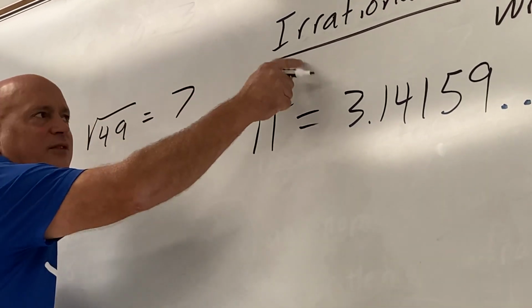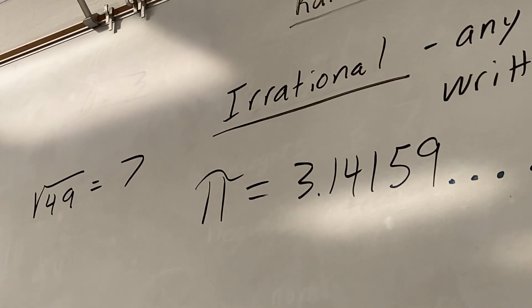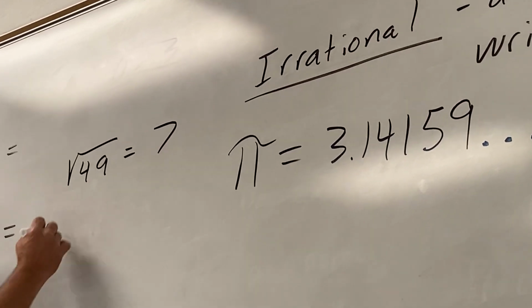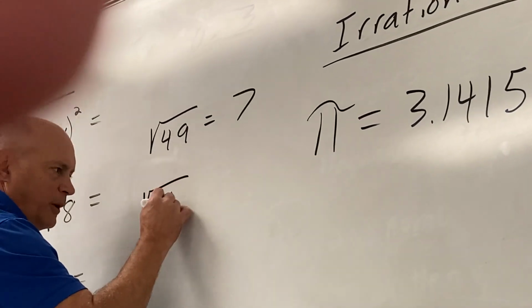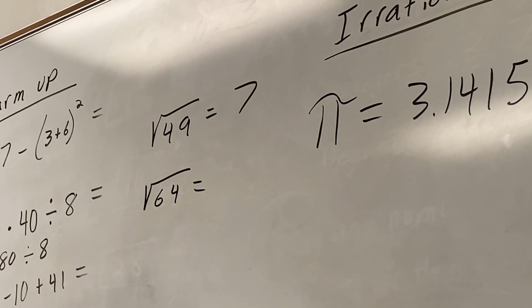So the square root of 49, is it going to be in this column? Is it going to be irrational? No, it doesn't make a never-ending decimal. Are you with me? What about the square root of 64? No, it's 8. And it's rational.